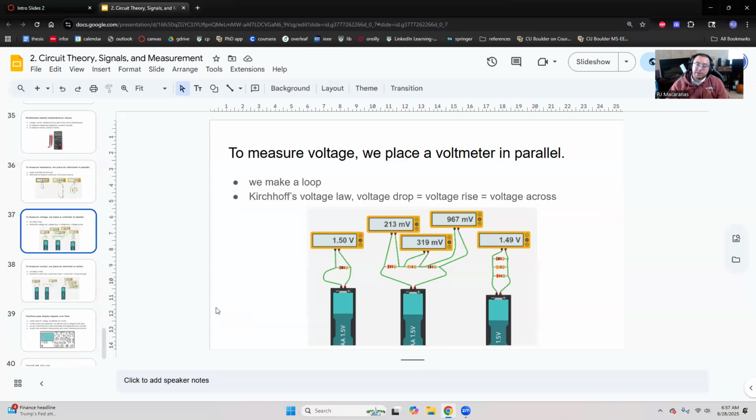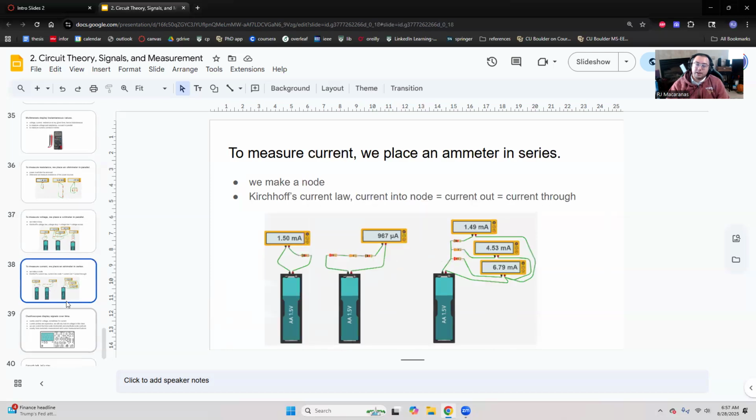This is just measuring voltage with the same principle, but this time I've added a 1.5 volt battery to this simulation and just shown how you go about measuring voltage. And here I've gone and shown you how to measure current by placing this ammeter in series.